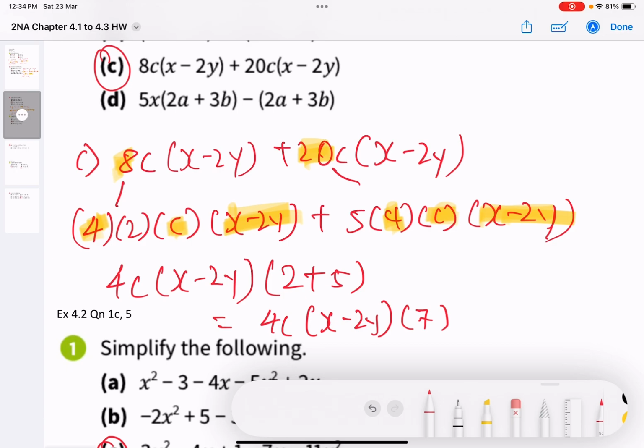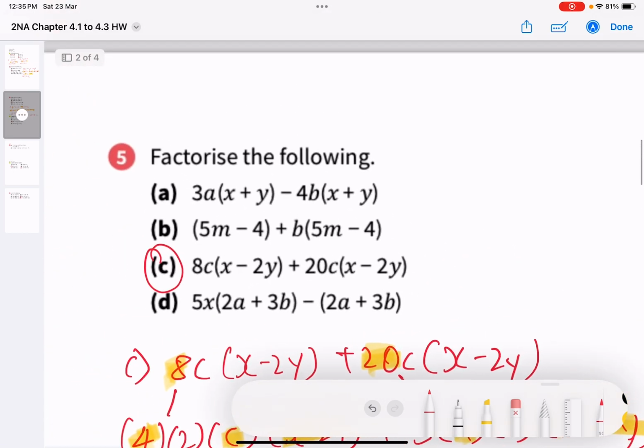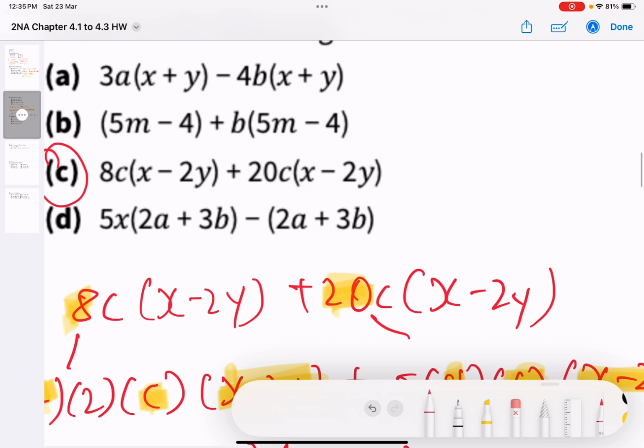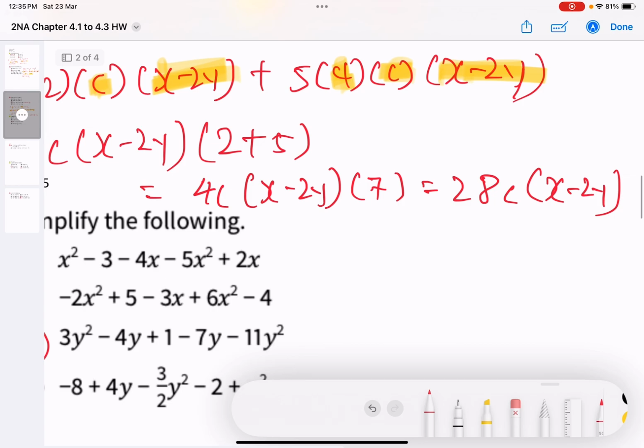7 times 4 gives you 28. So it's 28c(x minus 2y). But actually, for this one there's really no need to factorize, because you can see this is 8c, this is 20c, these are like terms. So actually the final answer is just 28c(x minus 2y). Both ways you'll get the same answer.